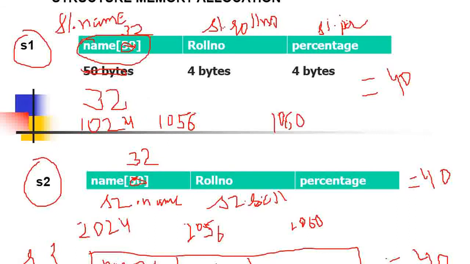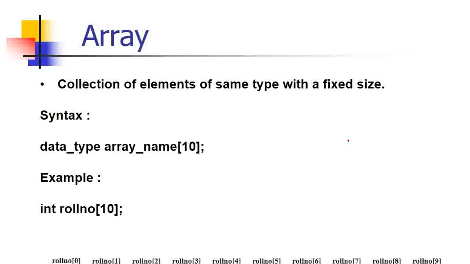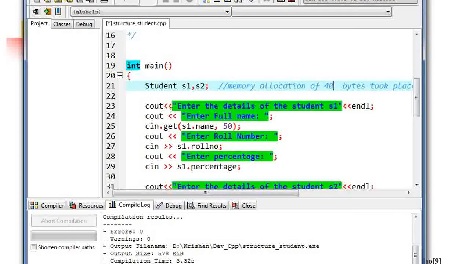A question can come in the exam: explain the memory allocation of a structure data type. So this is what you need to explain. First you need to define a structure, then you need to declare two variables, and then take one example and explain that this is how the memory allocation will take place. Okay. So let's come back to the practical example.